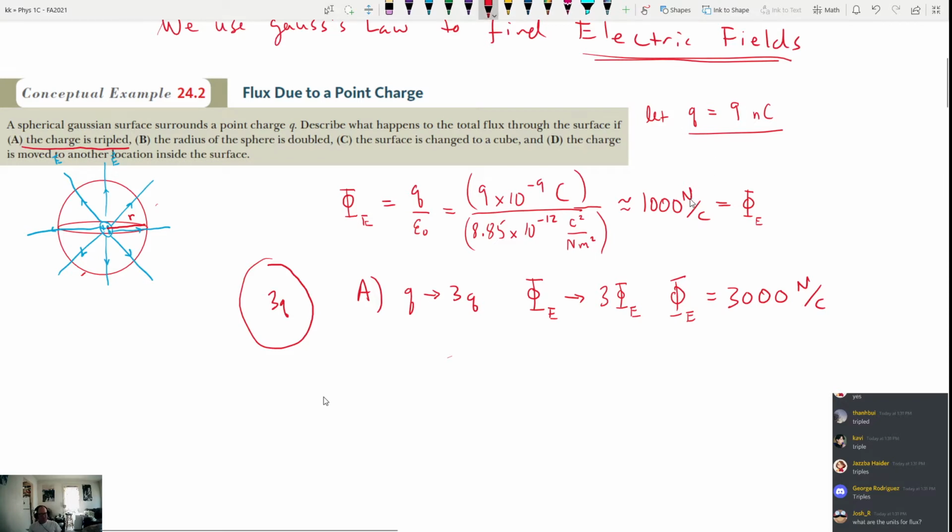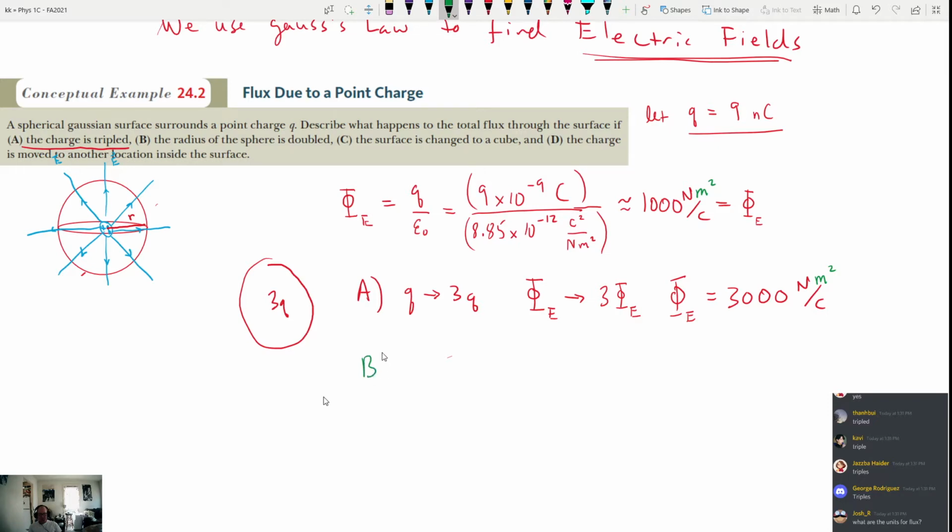Oh, I messed up. Sorry. The units for this first one, I'll put it in a different color, should have been Newton meters squared per coulomb. There we go. That's the units we use for flux. I think this unit is called a Weber too. Don't quote me on that though. Maybe right or maybe wrong. I can't remember. All right, part B says, what happens if the radius of the sphere is doubled?